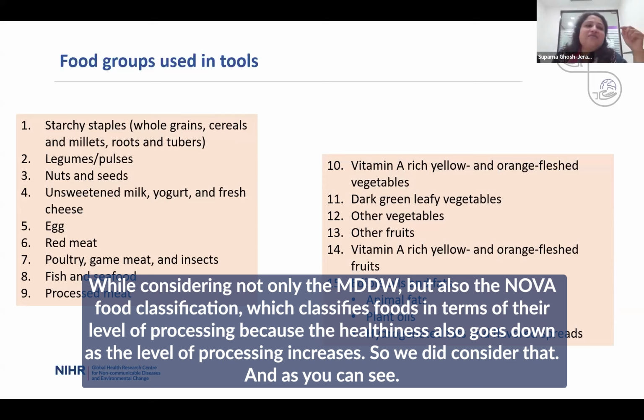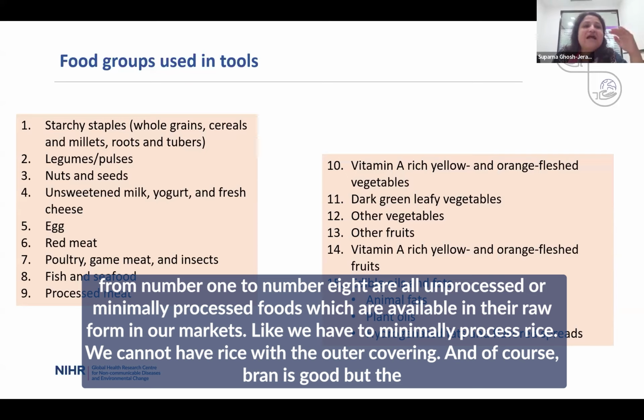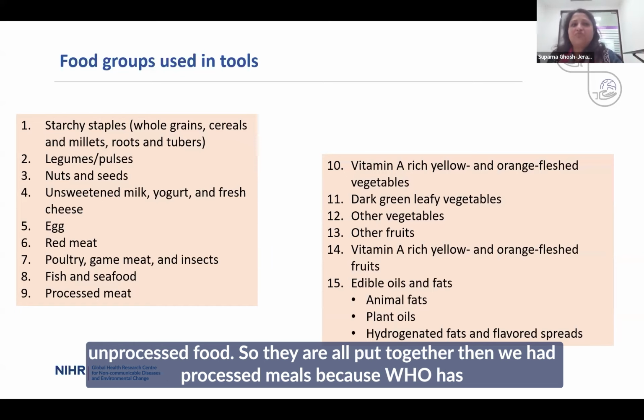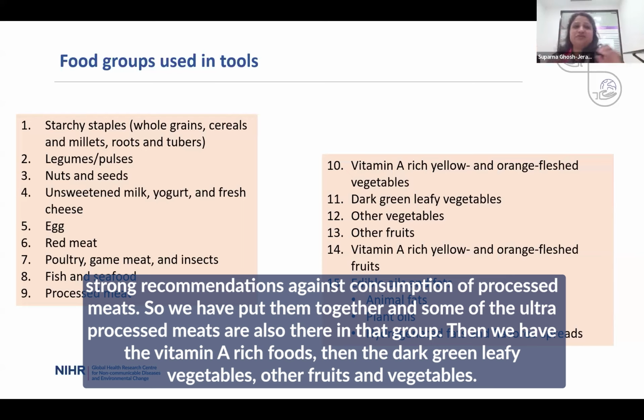And as you can see, numbers 1 to 8 are all unprocessed or minimally processed foods which are available in their raw form in our markets. Like, we have to minimally process rice. We cannot have rice with the outer covering; the bran is good, but the husk is not edible. So all those foods are minimally processed, but they are similar to unprocessed food, so they are all put together. Then we had processed meats, because WHO has strong recommendations against consumption of processed meats.